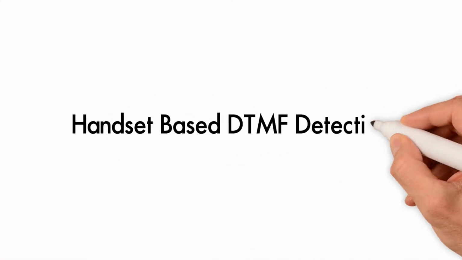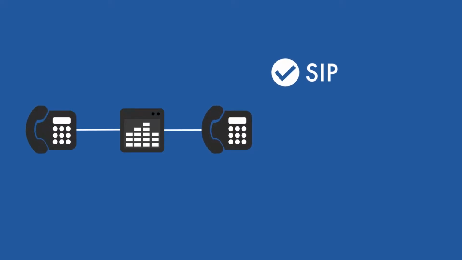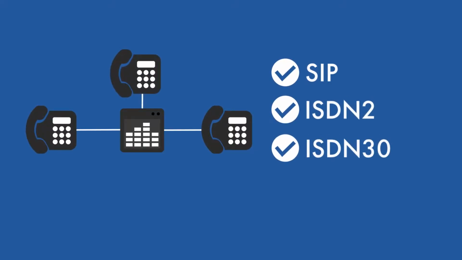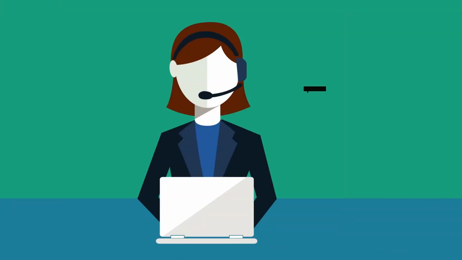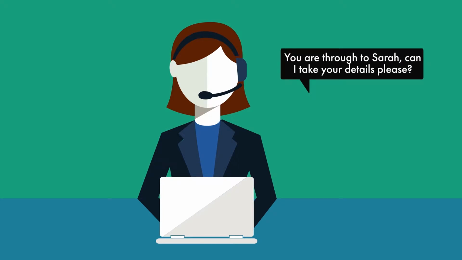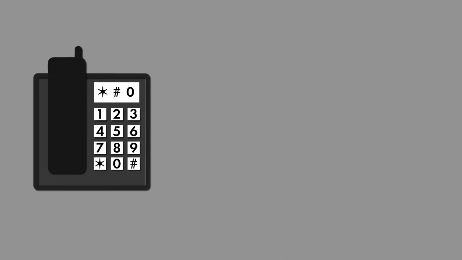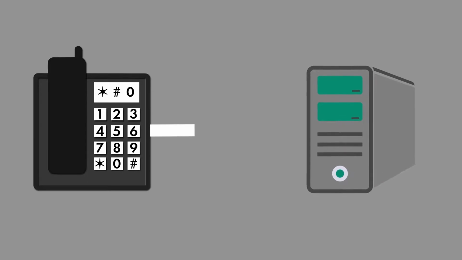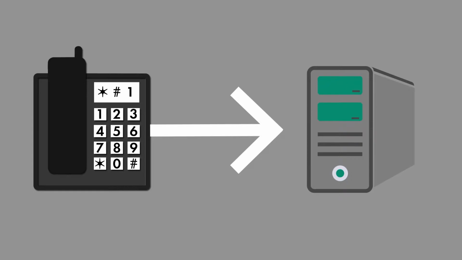Handset-based DTMF detection. DTMF detection is a standard option for all trunk-side systems that interface with either SIP, RSDN2, RSDN30, and analog. Here is a typical call scenario for this option. An agent answers a call, and prior to asking the caller for the CV2 number, they press *#0 on their handset. This command triggers the call recording system to suppress recording. When the caller has finished speaking the CV2 number, the agent presses *#1 and the recorder resumes recording.